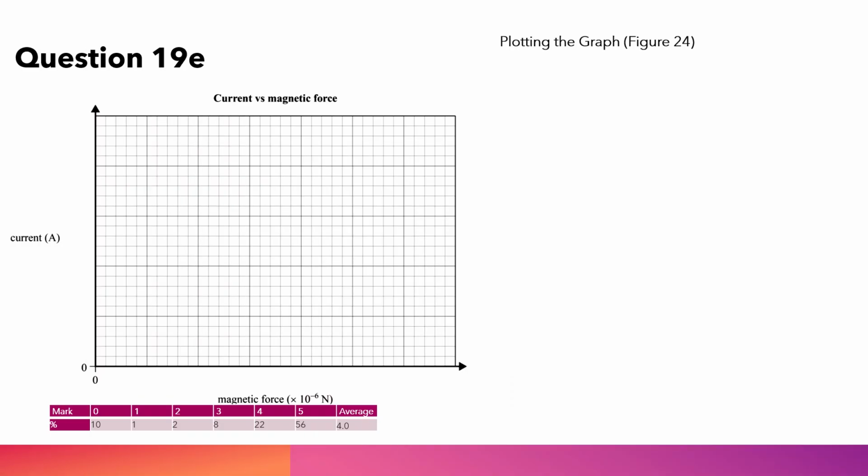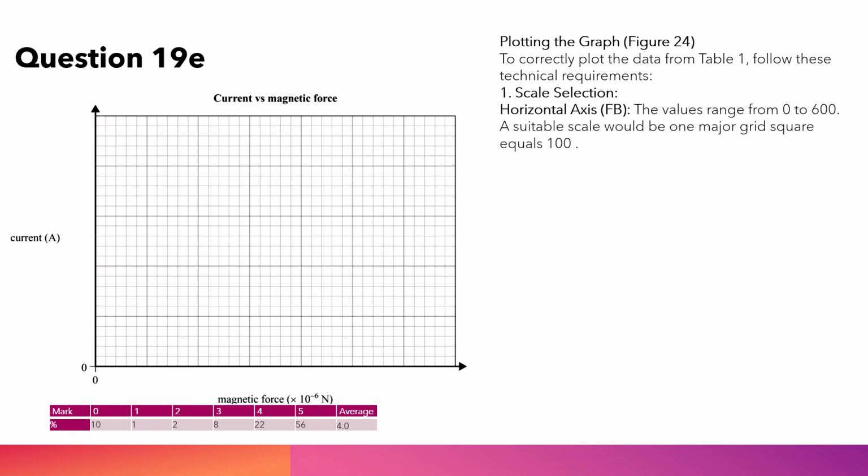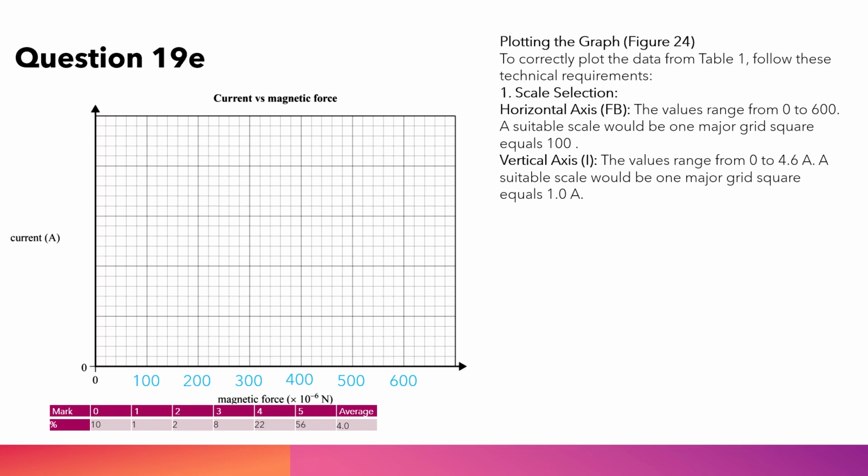Plotting the graph, Figure 24. To correctly plot the data from Table 1, follow these technical requirements. 1. Scale selection. Horizontal axis, Fb. The values range from 0 to 600. A suitable scale would be 1 major grid square equals 100. Vertical axis, I. The values range from 0 to 4.6 A. A suitable scale would be 1 major grid square equals 1.0 A.